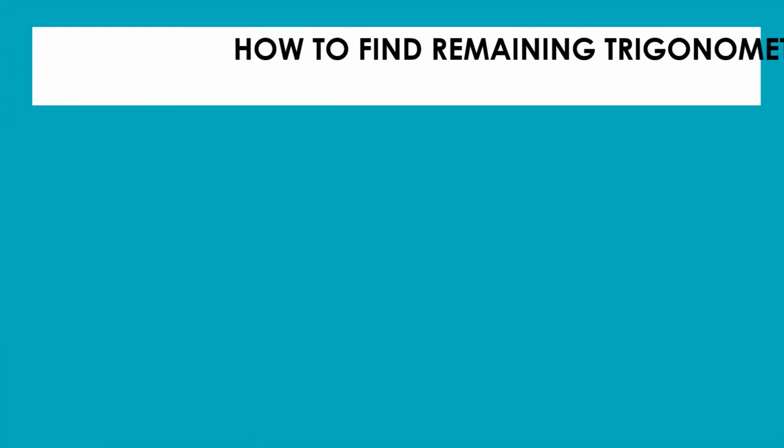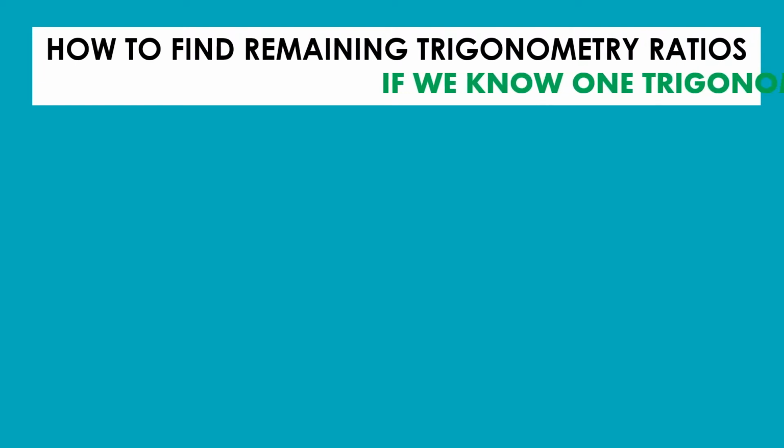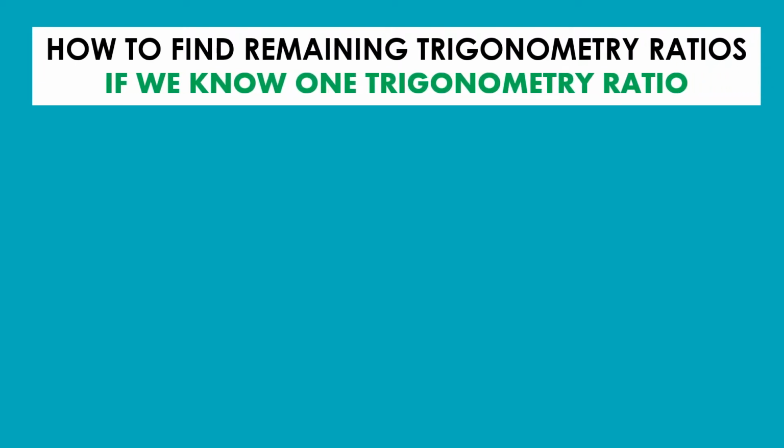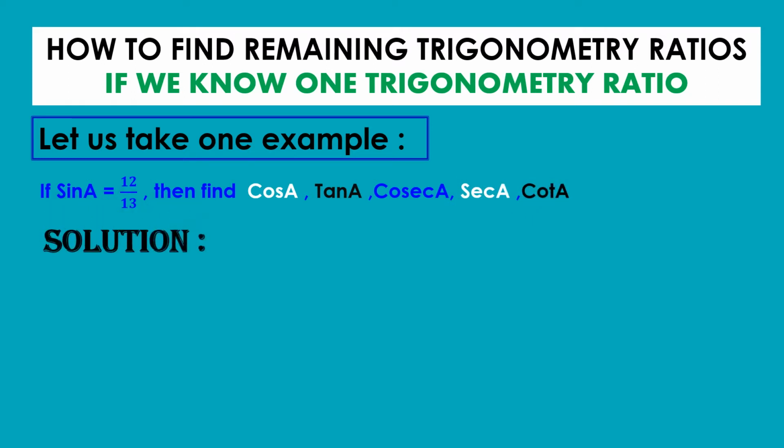Today we are going to discuss how to find the remaining trigonometric ratios if we know one trigonometric ratio. Let us take one example: if sin A is equal to 12 by 13, then find cos A, tan A, cosec A, sec A and cot A. So what is the solution for this one?